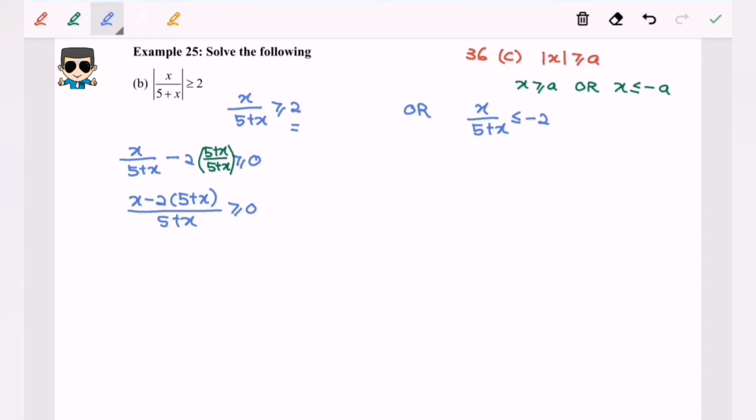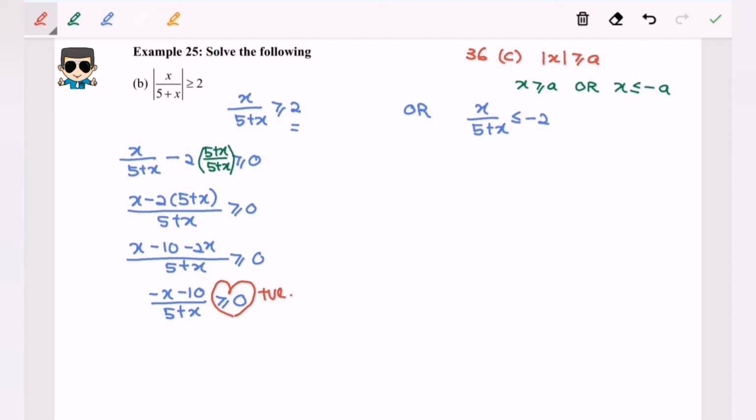Next, I'm going to expand and then simplify. So we will have x minus 10 minus 2x over 5 plus x. Finally, we will have negative x minus 10 over 5 plus x greater than or equal to 0. Since this is the simplest form, it's the correct moment to identify the sign. So in this case, we will have a positive sign.